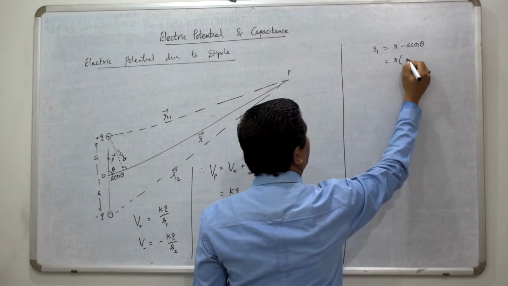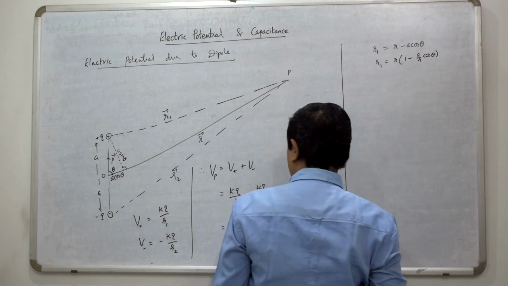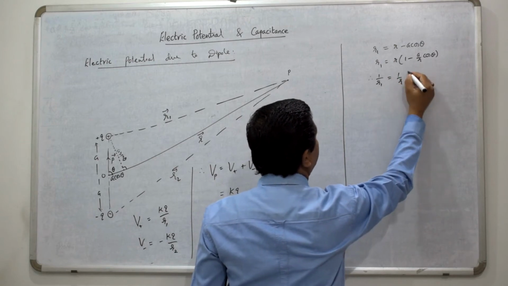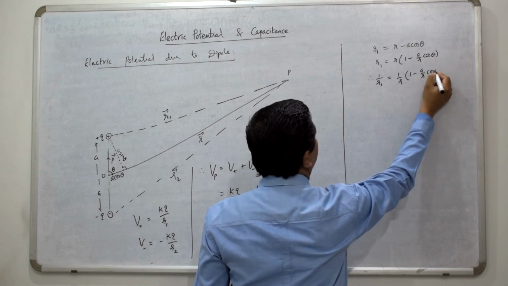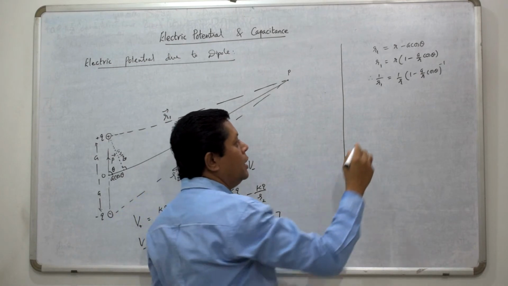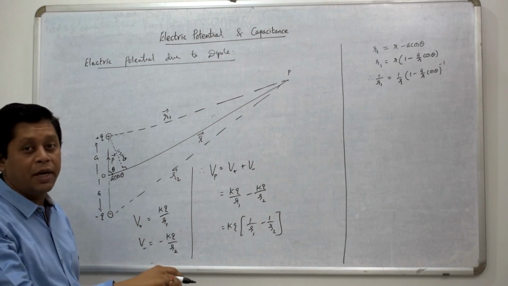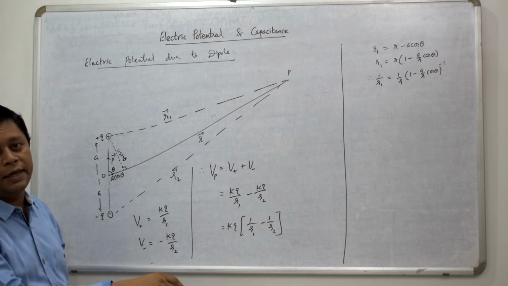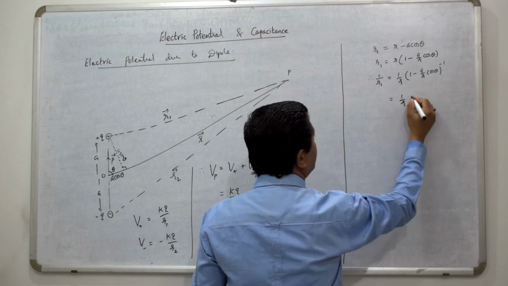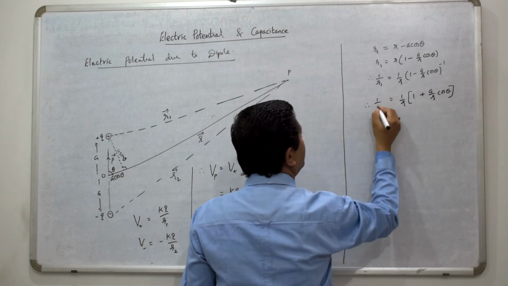If you take r common, you can write 1 minus a by r cos theta. Here you need 1 by r1, so 1 by r1 is equal to 1 by r times 1 minus a by r cos theta raised to minus 1. Since a is very small compared to r, a by r is less than 1, and cosine's maximum value is 1, so the factor a by r cos theta is less than 1. So if you do the binomial expansion, this is equal to 1 by r times 1 plus a by r cos theta. So this is the value of 1 by r1.